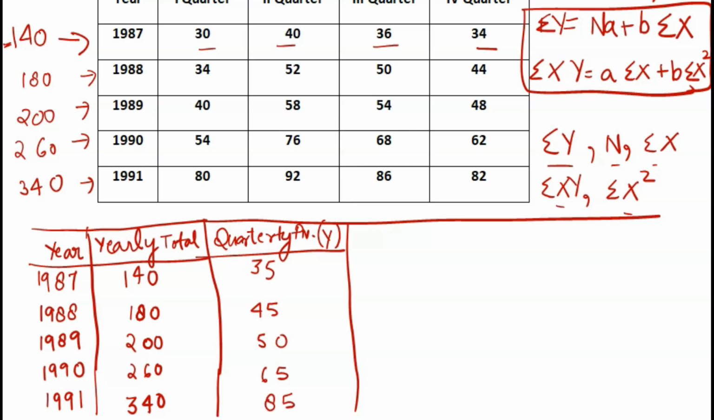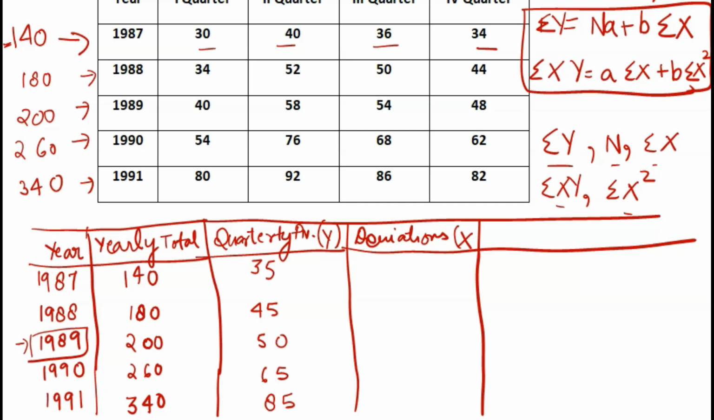Now we need deviations. The origin year is not given here, so we will take 1989 as the origin year. If it is given, we take that year only, but if it is not given in the question, we can take any year. So we are taking the middle year. Now we will find the deviations from the origin year, and these will be x. X and y we need for solving the regression equations.